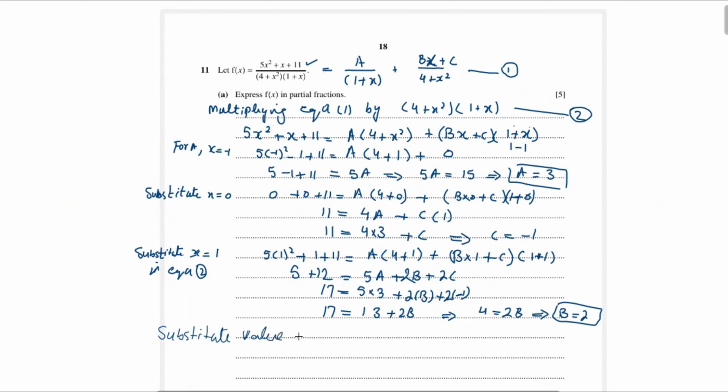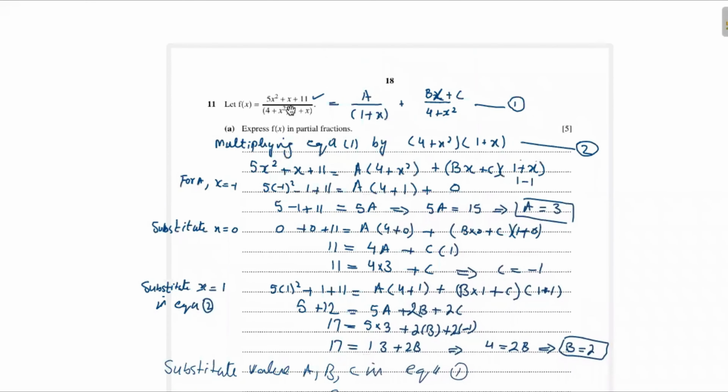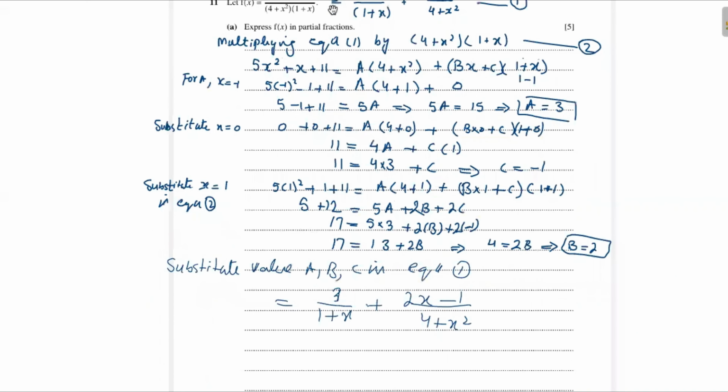value a, b, c in equation 1. The equation 1 becomes, you see here, a is 3, so 3 over 1 plus x. You see here b is 2. Now 2x plus c is 1 minus 1 over 4 plus x square. And this is the partial fraction of this expression, x square plus x plus 11 over 4 plus x square into 1 plus x. And this is the answer.